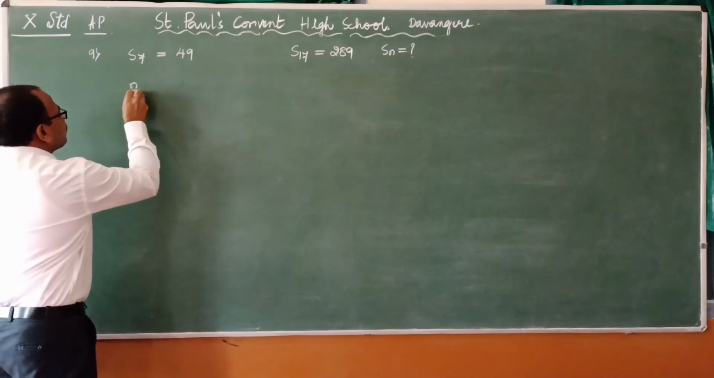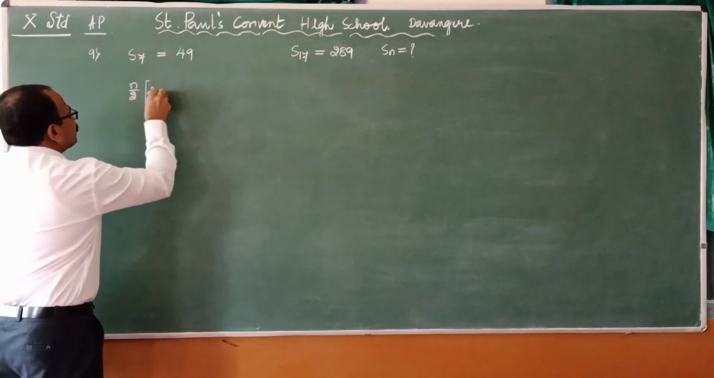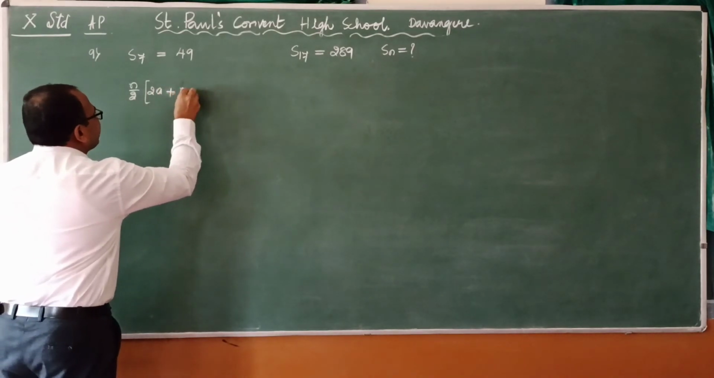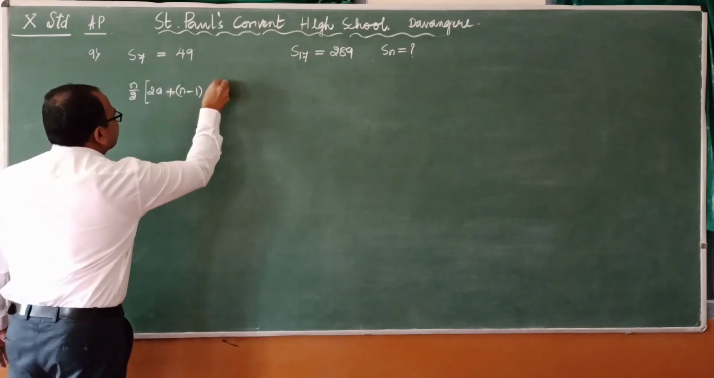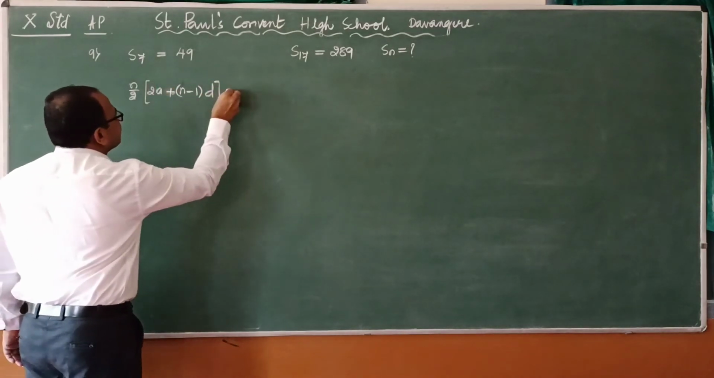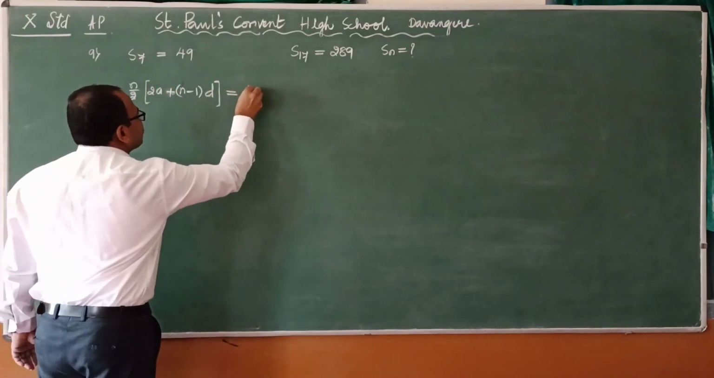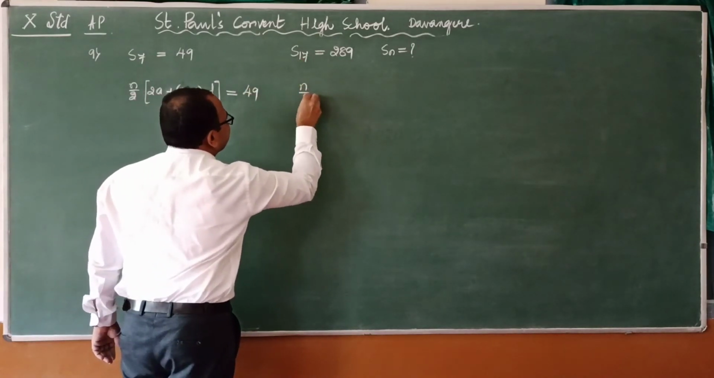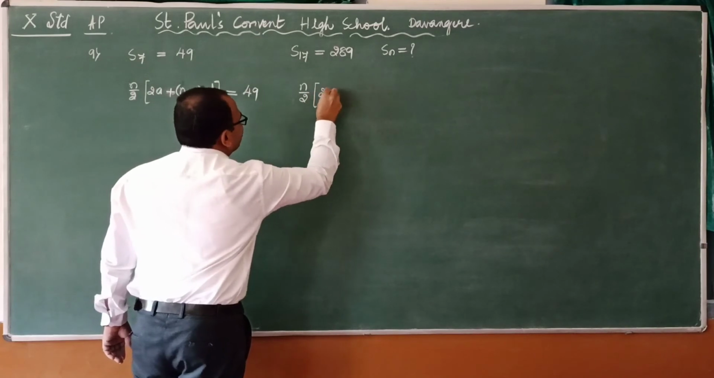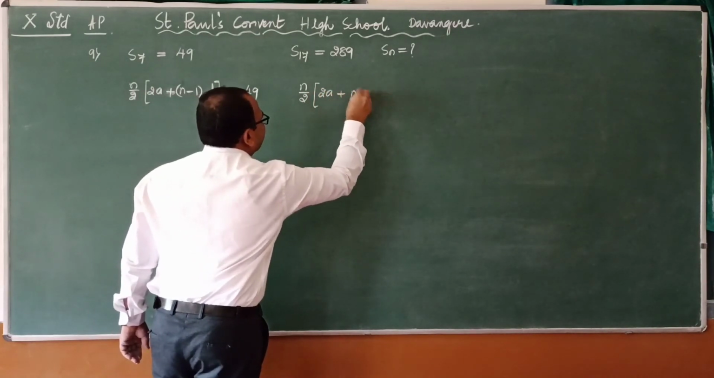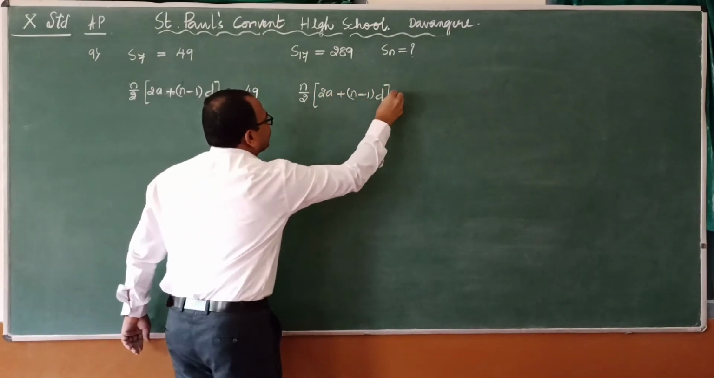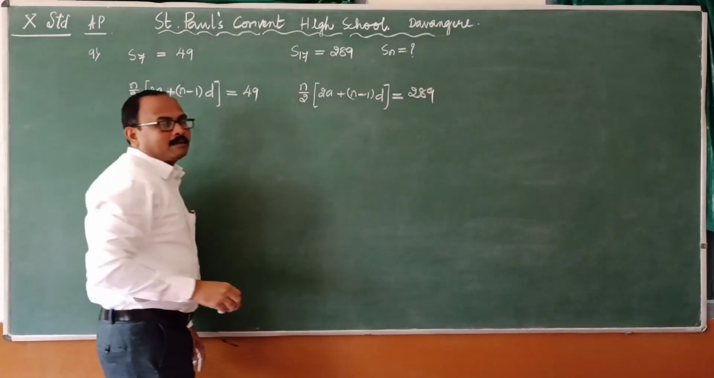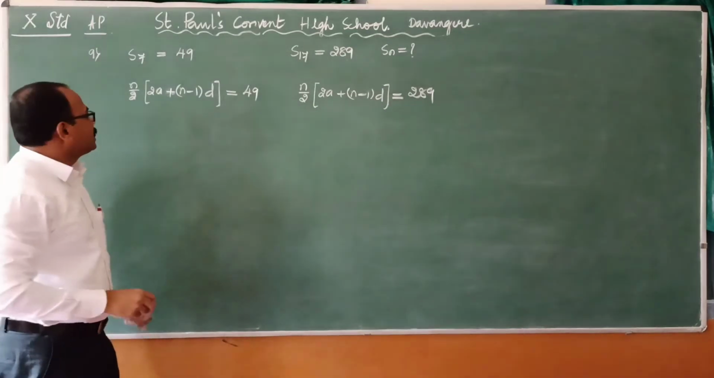This becomes n by 2 into 2a plus n minus 1 into d. This is the formula that I have taken for this, which will be equal to this 49. Similarly, for this, children, again the same formula, n by 2 into 2a plus n minus 1 into d, is nothing but 289, children.